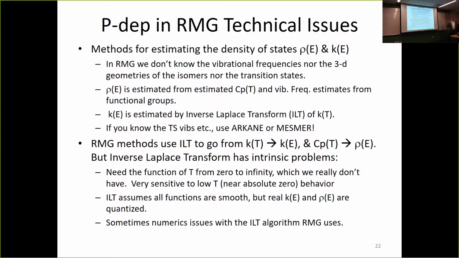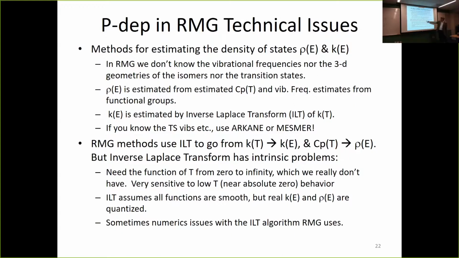Now again, the RMG estimates have this great advantage that they're super fast. So you'll get an estimate of this thing in milliseconds in RMG, whereas if you have to actually do quantum calculations to get the transition state vibrations, that might be a couple days of your time. So there's a lot of reasons to do it the way RMG does, but it doesn't mean it's the most accurate thing in the world.